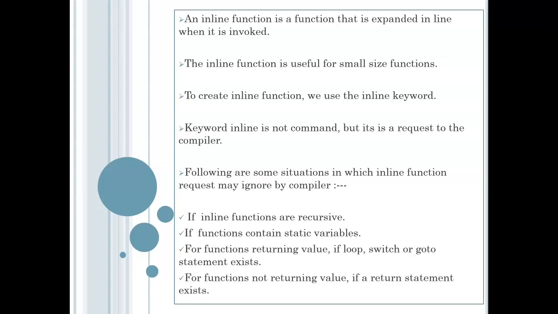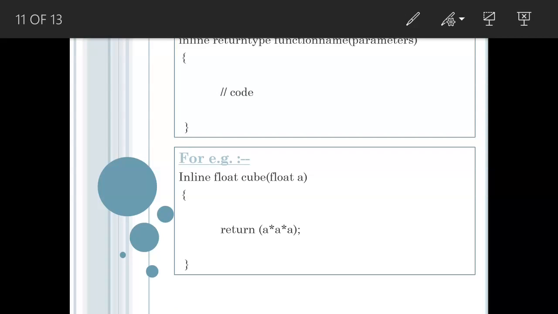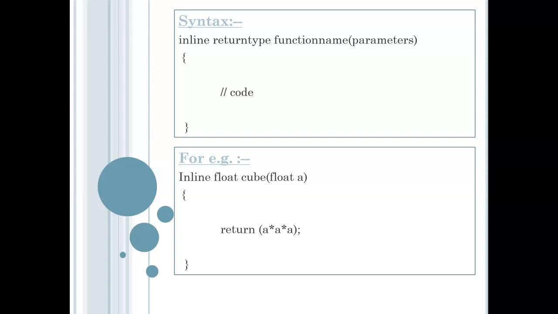Now we'll see how to declare inline functions. For that, we have to follow syntax. See the syntax on a screen. We have to use inline keyword, then return type of function, then function name and in brackets parameters. Curly braces open, then inline function body, curly braces close.